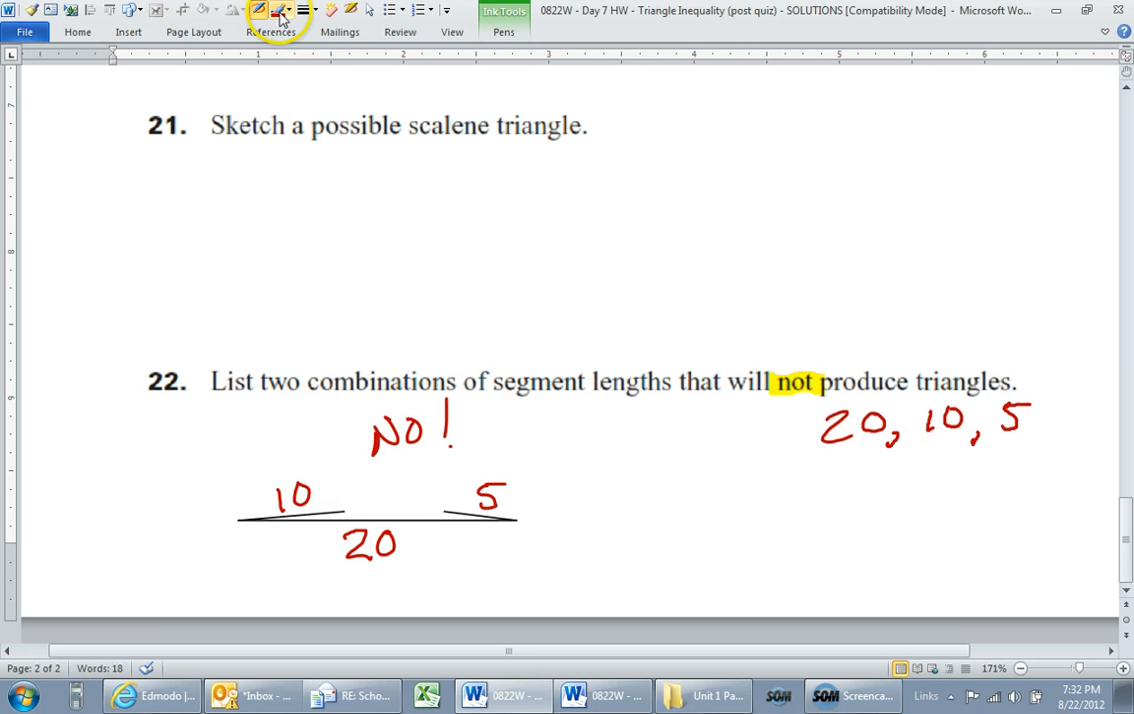Okay, just to make a teachable moment, imagine that instead of 5, this were another 10. Okay, say if I had 10 and 10 and 20. Would this make a triangle? Okay, well, we've got to be careful. This will not make a triangle either, and here's why. This is 10, let go, and now this is also 10, so I can stretch that out.